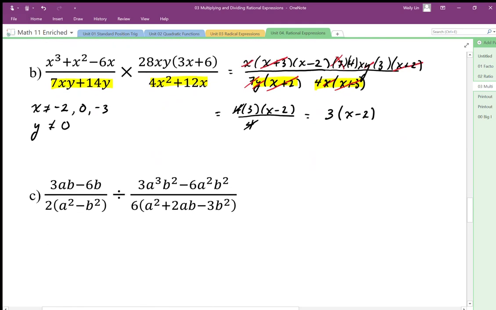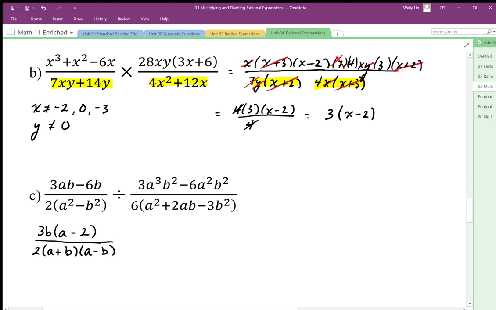So again, here we have our divide. Let's start off by factoring and rearranging it to multiplication. I'm going to start by factoring the common factor out, 3b. So we're left with a minus 2 divided by, that's the difference of squares, so that's going to be a plus b, a minus b.